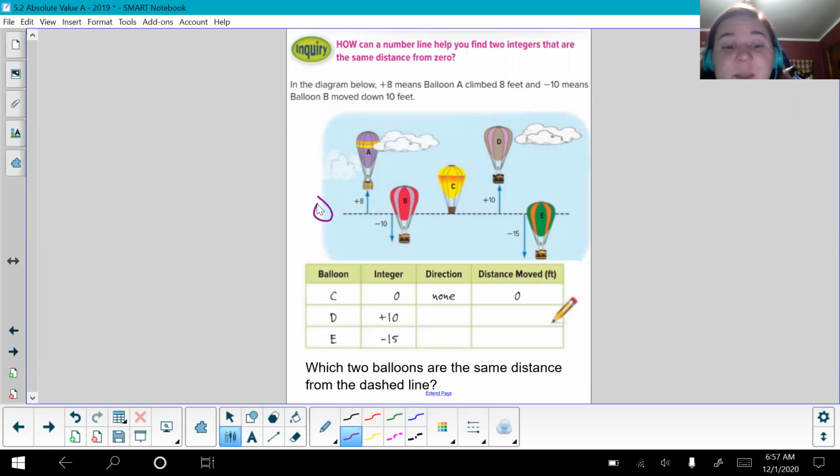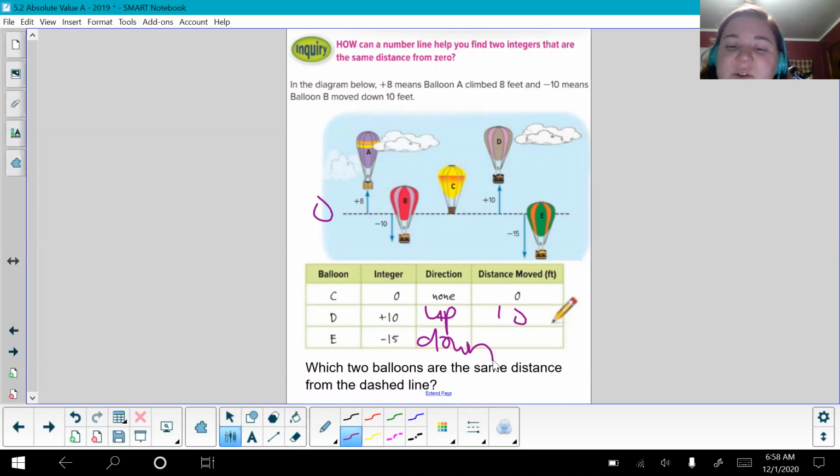If we look at balloon D, it's at plus 10, right? Which direction did it go? It went up. How far did it move? Well, it moved 10 feet. That's what that means. Now, if we look at balloon E, it's at negative 15. Negative 15 meant the balloon went down. But how far did that balloon move?